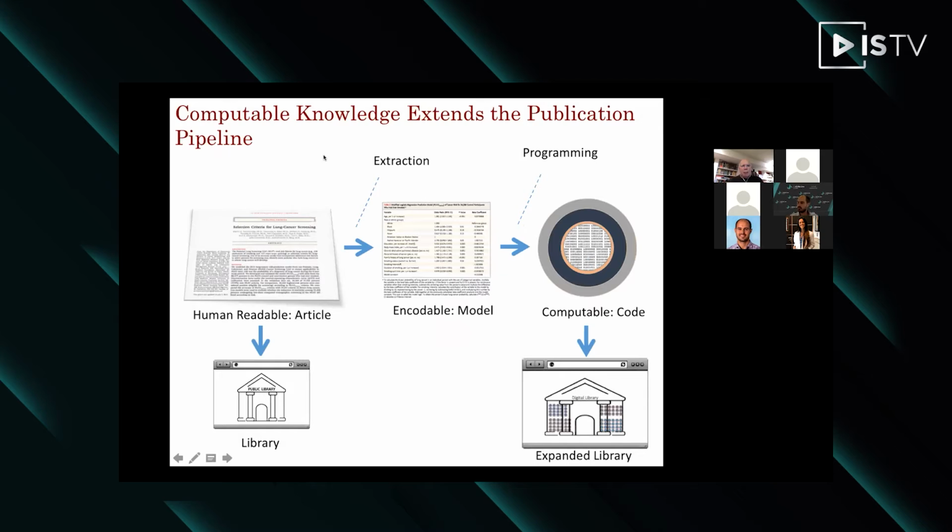So this idea of going from human readable knowledge to computable knowledge can be seen as extending the publication pipeline. What we have now is, and in an almost ubiquitous form, human readable knowledge that is stored in libraries. What I am advocating for is the idea of taking this human readable knowledge and routinely extracting from it a model which can be encoded, and through programming represent in functional code that same knowledge in computable form.